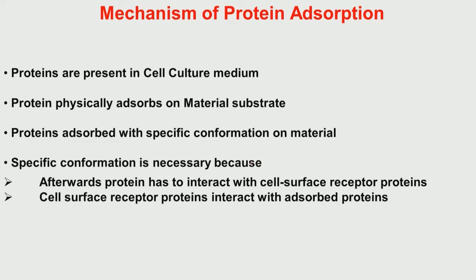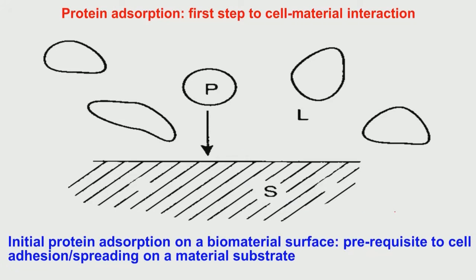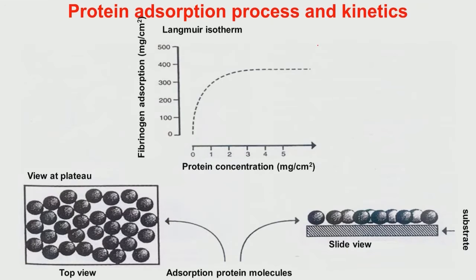Now, after proteins are adsorbed with a specific conformation on the material, that specific conformation I have emphasized also in the last module, that is necessary because afterwards the protein has to interact with the cell surface receptor proteins, and cell surface receptor proteins interact also with these adsorbed proteins. Now, as I mentioned in the last module, proteins of different types get adsorbed on the biomaterial substrate, and this protein adsorption typically follows a Langmuir kind of isotherm.